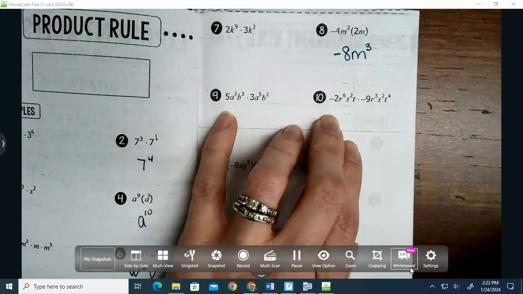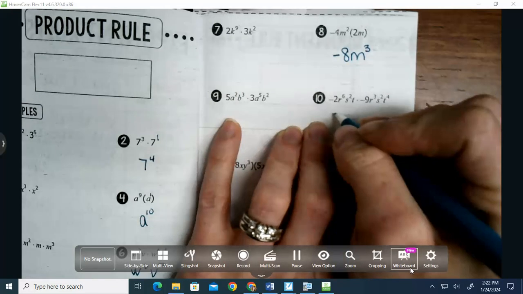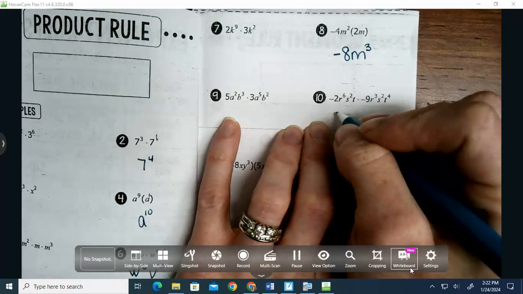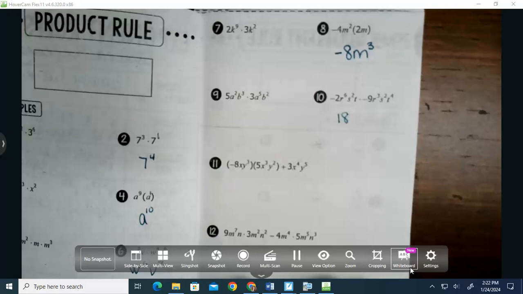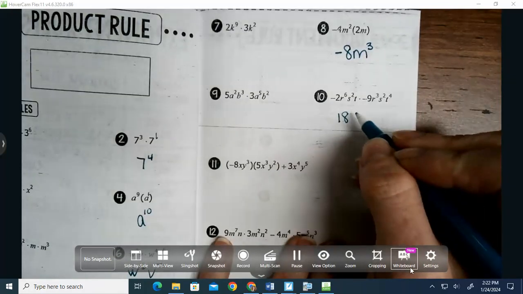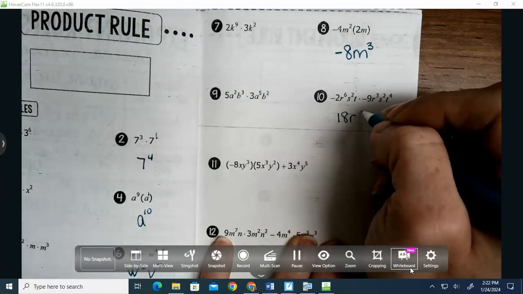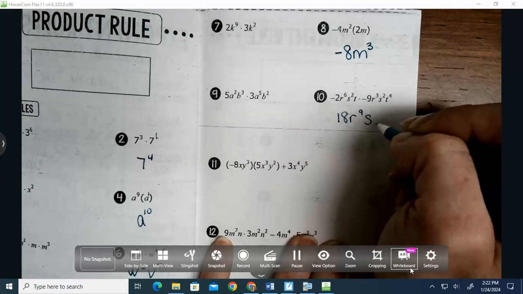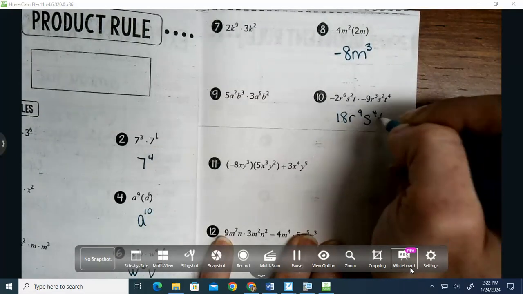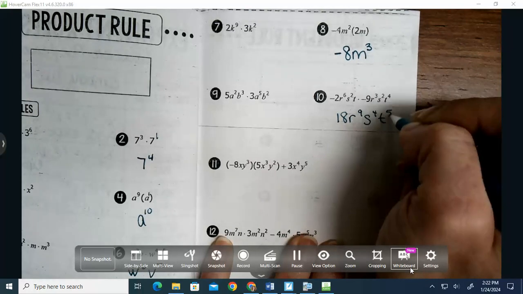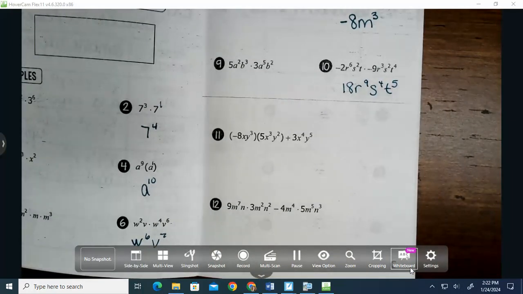All right, number 10. So what would the number in front be? 18, because negative 2 times negative 9. With our r's, it would become r to the, s to the, and t to the 5th. Good.